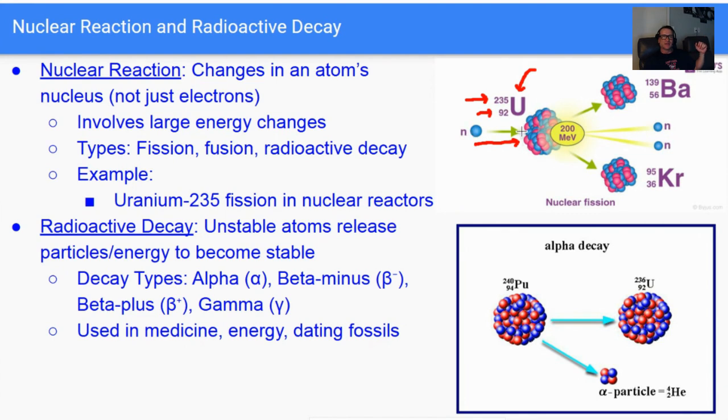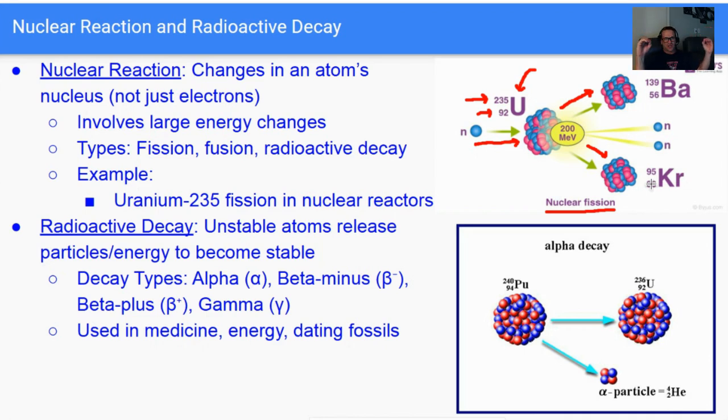When that neutron strikes the nucleus of a uranium-235 atom, it takes that neutron in and becomes unstable. It has to break apart. And it does. In this case, it splits into 2 smaller atoms, barium-139 and krypton-95. When the large uranium-235 splits into 2 smaller atoms, that's called nuclear fission. In the process, it releases a lot of energy, and that energy can be used to make electricity. So nuclear fission is a large atom breaking into 2 smaller ones.